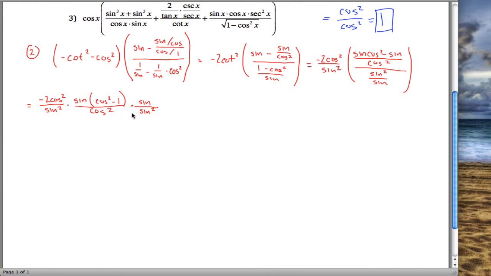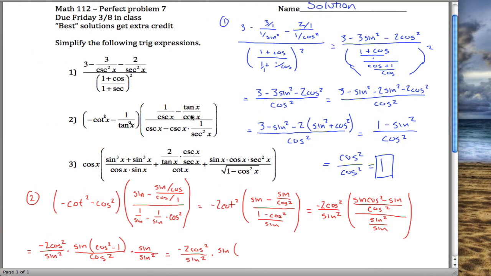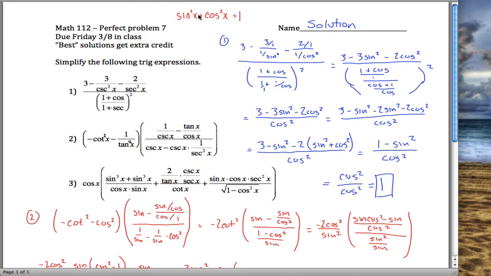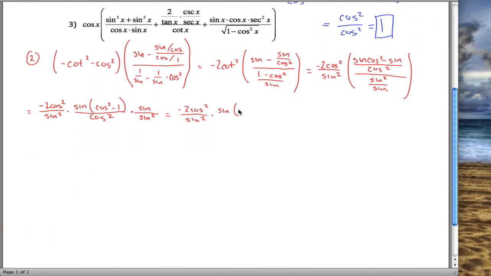But a lot of this stuff cancels. Maybe I'll go one. No, I'm gonna go one step further. Negative 2 cosine squared divided by sine squared times sine times cosine squared minus 1. Let's see, subtract 1 over here, and I'd get cosine squared minus 1. Subtract sine squared over here. That's negative sine squared. And that's divided by cosine squared. And then you got a sine and a sine squared.